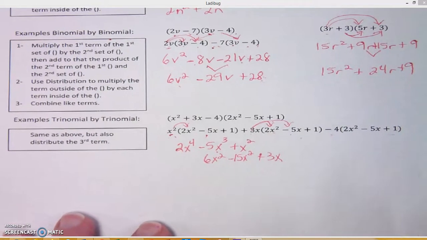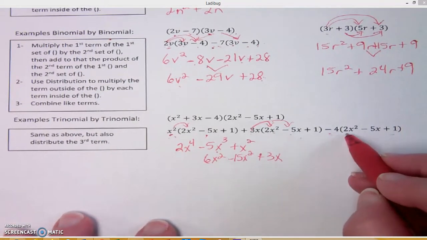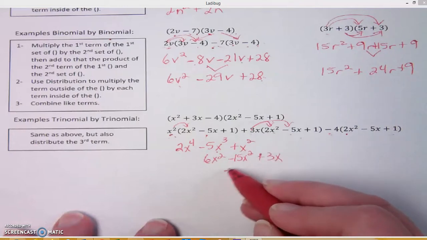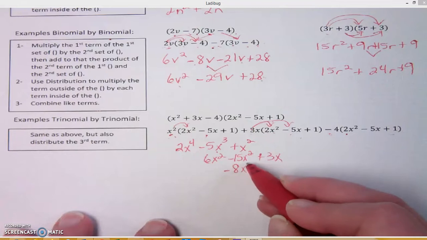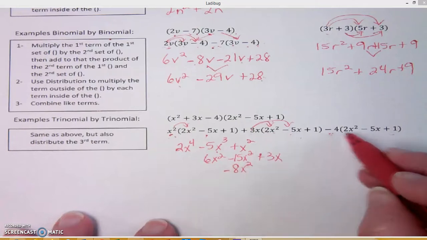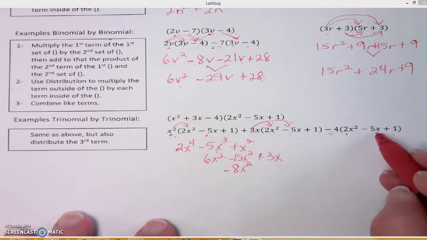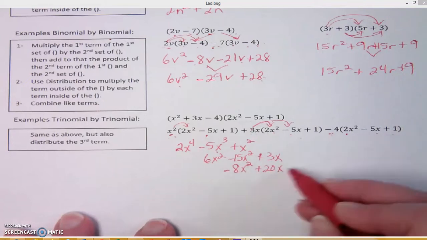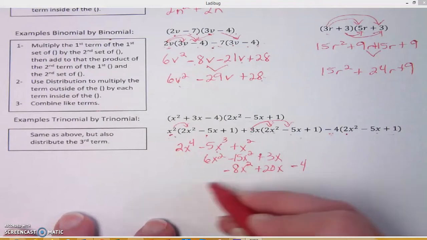Now let's do my last one. -4 times a +2x squared. I'm going to have an x squared here. So I'm going to have -8x squared. -4 times a -5x gives me a +20x. And then -4 times 1 is a -4.